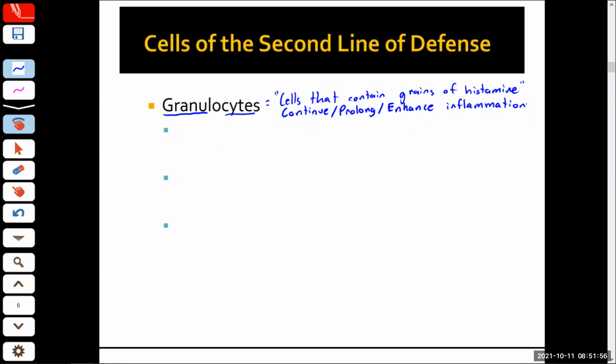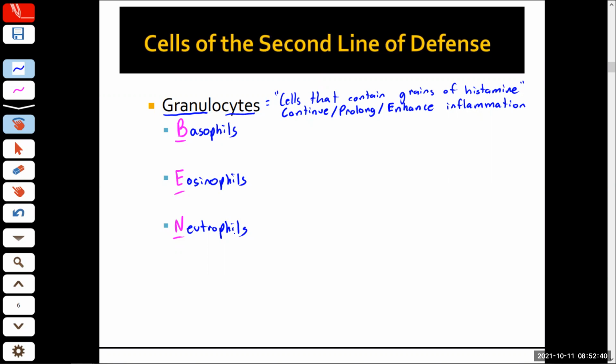So how you can remember your granulocytes is an acronym, BEN. Basophils, eosinophils, neutrophils. So BEN: basophils, eosinophils, neutrophils, all of these are granulocytes. That means all three of these do what? Release histamine, which will continue, prolong, or enhance inflammation. All three of them share that common characteristic.